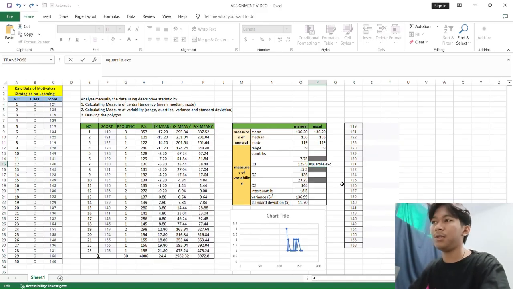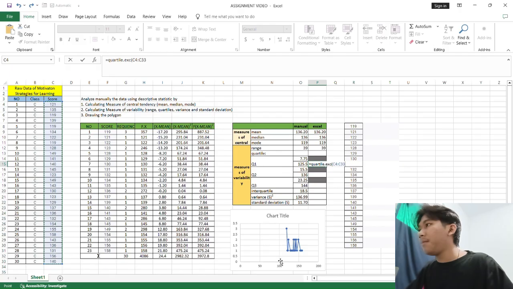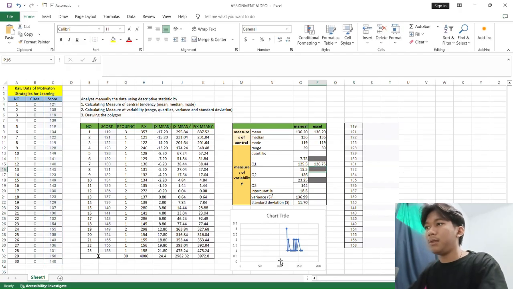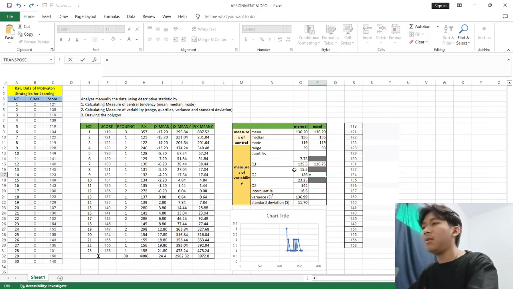For the quartile, we're going to use this function, and FYI, the quartile result is a little bit different, guys, between the manual equation and the Excel one. It's totally okay, because the difference is just a little bit. Click on the comma button and then add number 1. Okay, so it's going to be like this. So there we go.